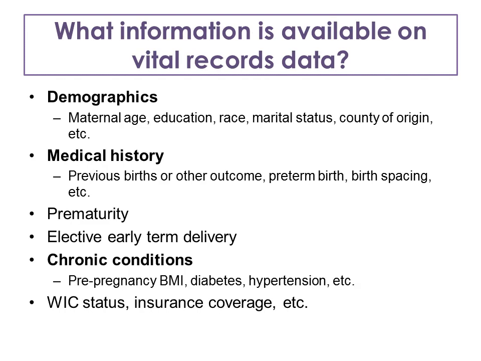So moving on, from vital records data, you can get demographics, of course, like maternal age, race, marital status, residence. You can also get a little bit about her medical history, if the baby was premature, if it was an elective early term delivery, and then other pieces of information. And again, this covers everybody, so this information should ideally be complete for everyone.